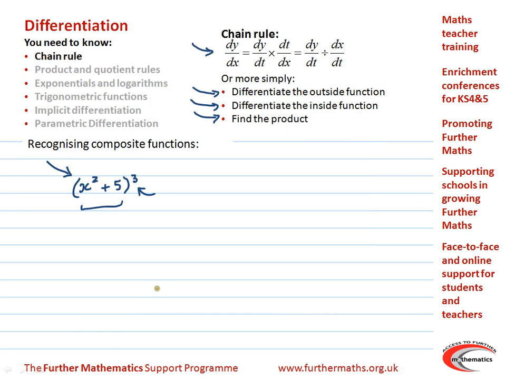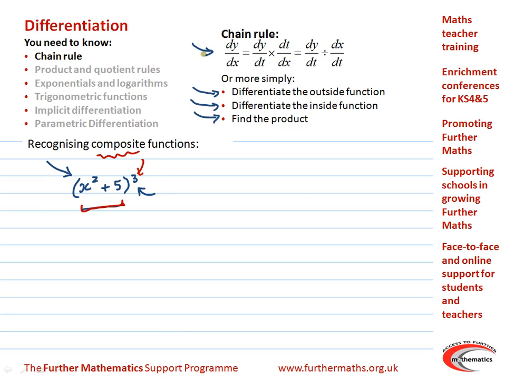Okay, so where do we use the chain rule? First of all, the chain rule tends to be used where you're dealing with a composite function. And a composite function is one where you have an inside function, in this particular case x squared plus 5, and an outside function, which in this case is the cube.